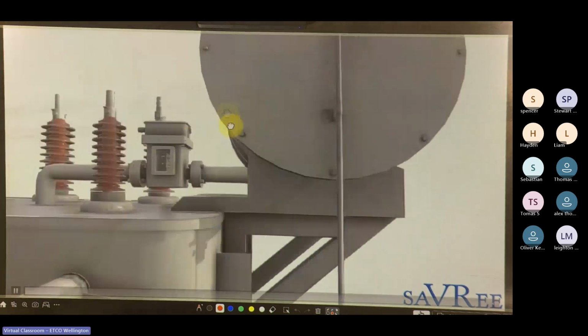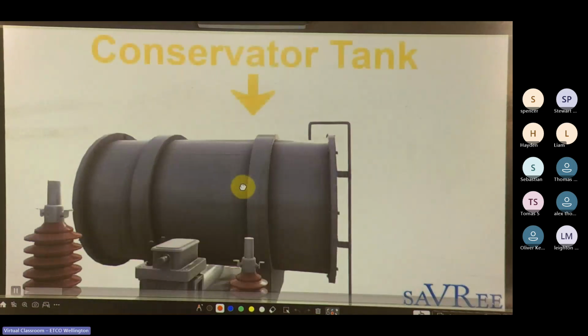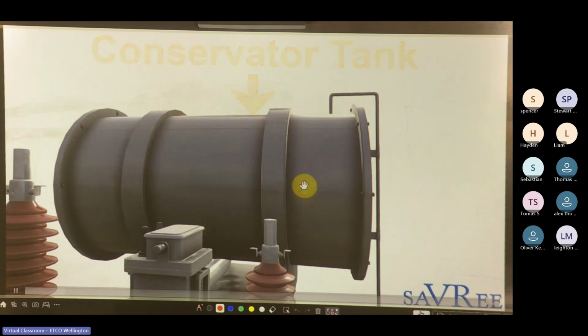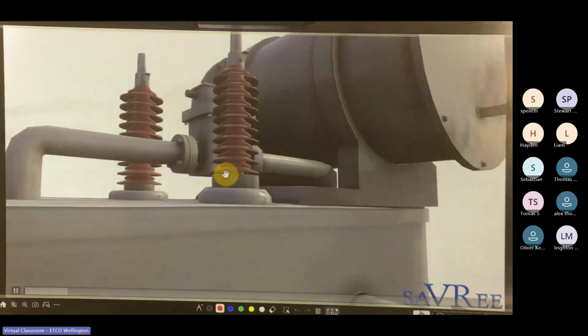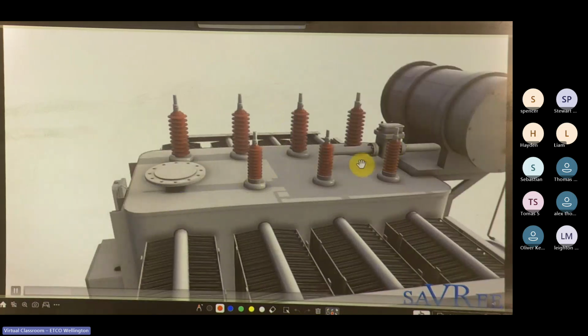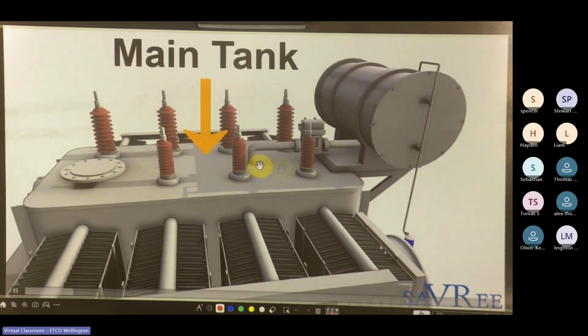So a quick transformer recap for those who don't know. This is a conservator tank, this large cylindrical tank mounted above the main tank. The main tank is this tank here, where all the pointy sticky outputs are. The main tank is there.